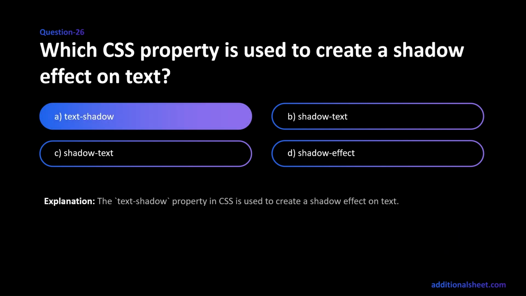Correct answer is option A. The text-shadow property in CSS is used to create a shadow effect on text.